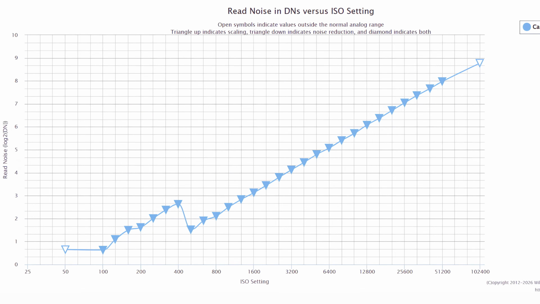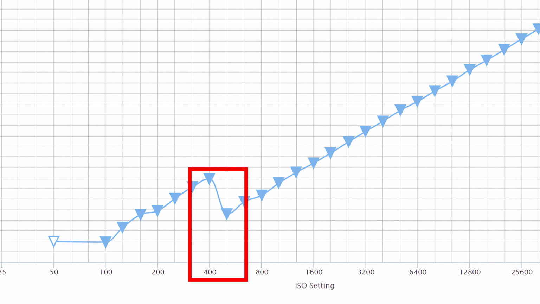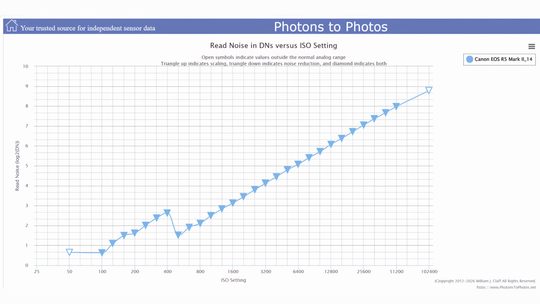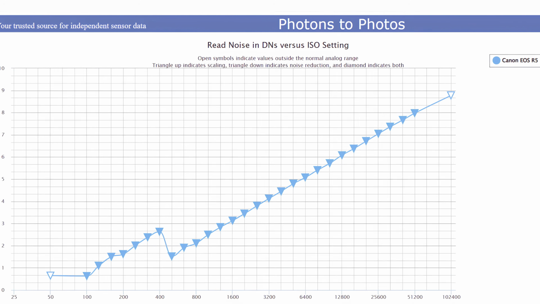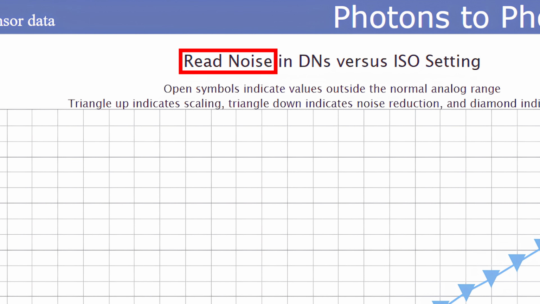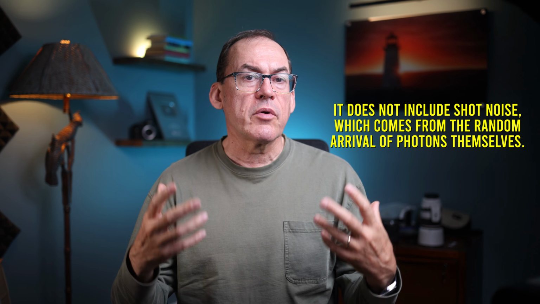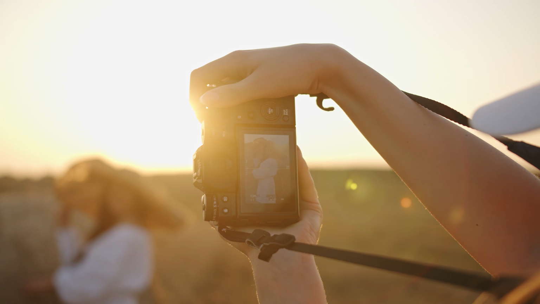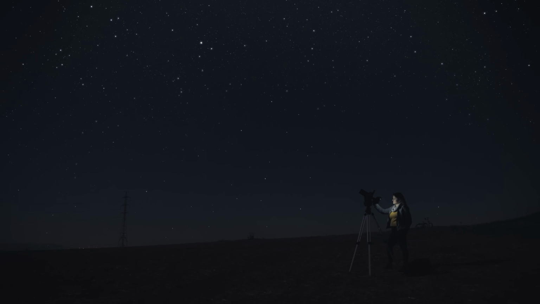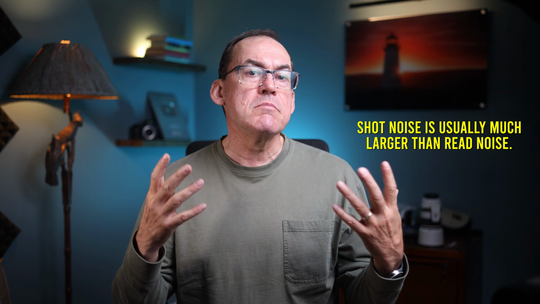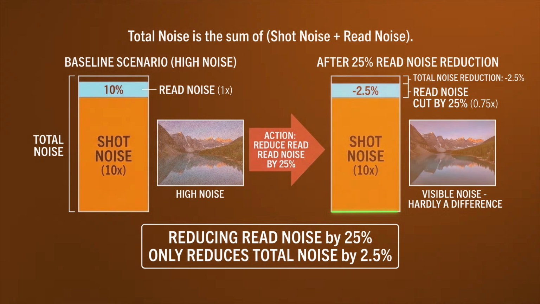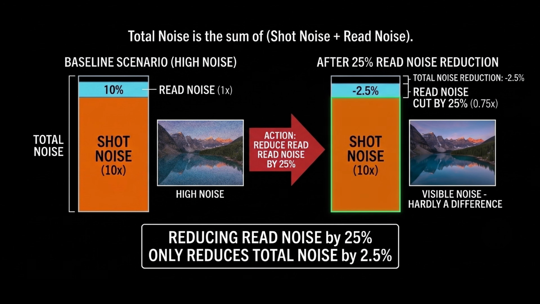The charts say that there's a measurable difference between ISO 400 and 500, but there's a but. Another important caveat is the following. This chart is about read noise, the noise caused by the electronics. It does not include shot noise, which comes from the random arrival of photons themselves. In daytime photography, as opposed to astrophotography, for example, shot noise is usually much larger than read noise. So if the total noise is this much, but it's made up of 10 times more shot noise than read noise, cutting read noise by 25% is only cutting the total noise by 2.5%.